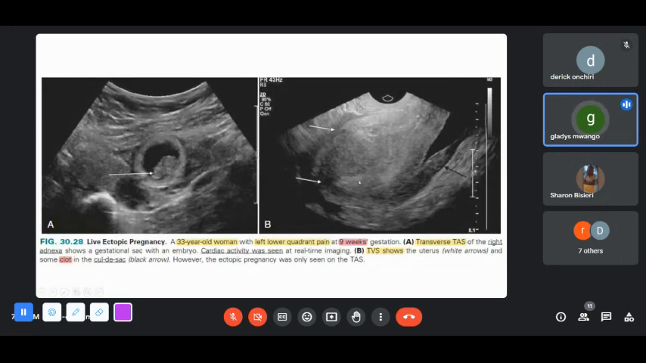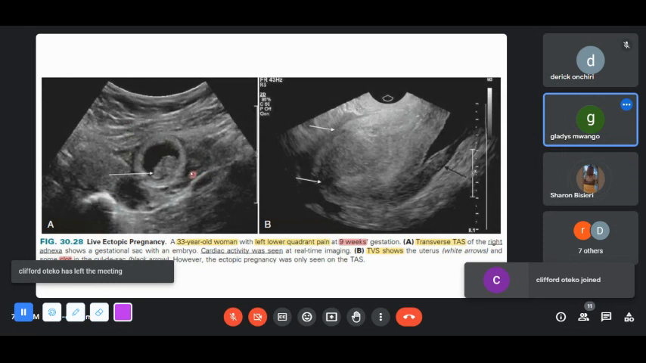So in image A, are A and B of the same patient? Yes, both are of the same patient. So what we are seeing is more of the anterior abdominal wall, the posterior abdominal wall, and then the structures in image A. And there's no free fluid around it. No, I wouldn't say there's any free fluid.